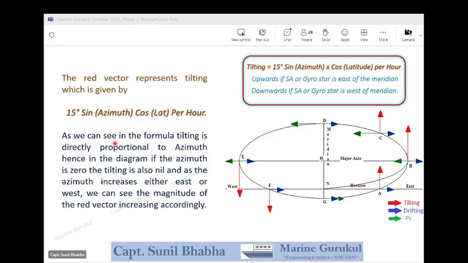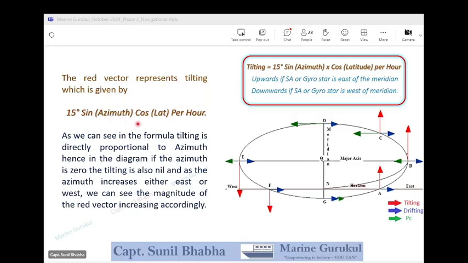At different points, you will see the azimuth is changing. Now from this formula, we can see that the tilting is directly proportional to the azimuth of the gyrostar, or the drift of the spin axis. So as the azimuth increases, the magnitude of tilting will also increase. And at the same time, if the azimuth is 0, you see in this formula, sine of 0 will become 0, giving us a 0 tilt. That means when the azimuth is 0, the tilting will be 0.